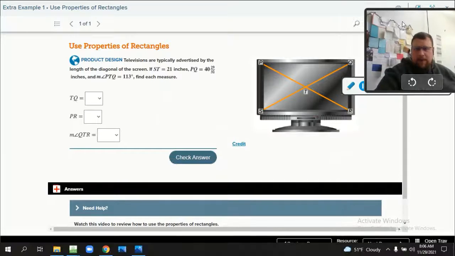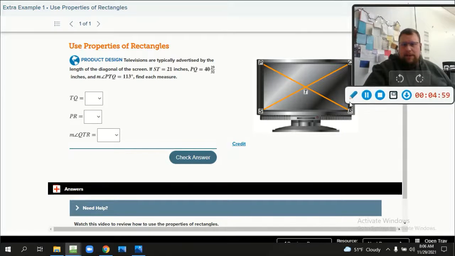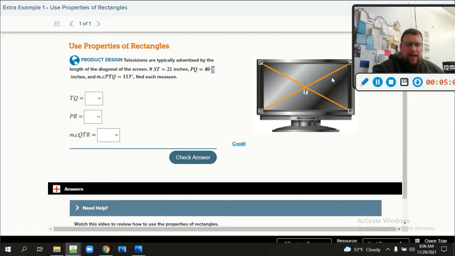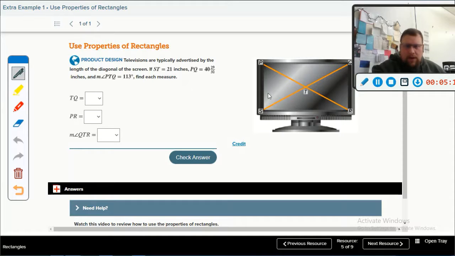But let's talk about what this gives me. So let's look at this TV. You may not know it, but the size of your TV is actually measured by its diagonal. Televisions are typically advertised by the length of the diagonal on the screen. So if you have a 42-inch TV, it's saying the diagonal length is 42 inches. If ST equals 21, so let's write this down, I know ST is 21. And PQ, that's this distance right here, is 40 and 29 over 32.